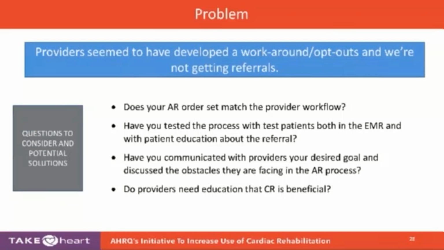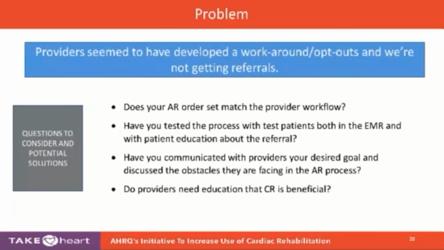But again, I think also approaching from the mindset that nobody is trying to do a bad job. Nobody is trying to not get these automatic referrals in. It's just maybe there is something in the system that is preventing that from being easy. So, yeah, thanks. And we've got a question from the audience.